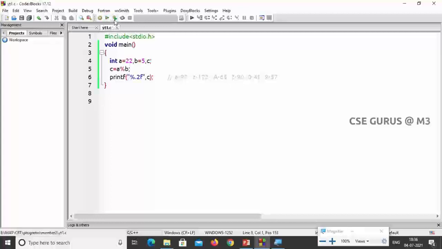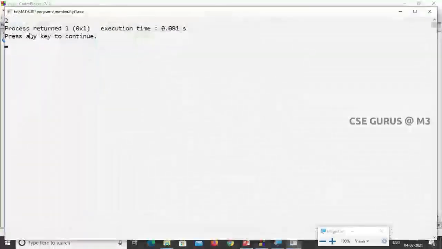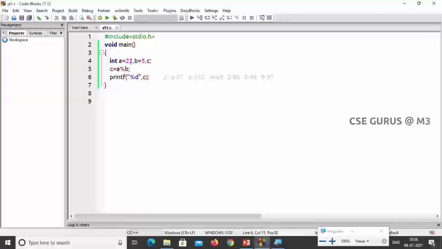You can observe the output. Yeah, one mistake here, you can see it's percentile d, not f, right? C is an integer I have taken. So now you can observe, 2 is the remainder. Now I'll take 20 here and 3. Of course we know that the output again will be 2, right? The remainder. Or if I take 10 here, the remainder should be 1, right?